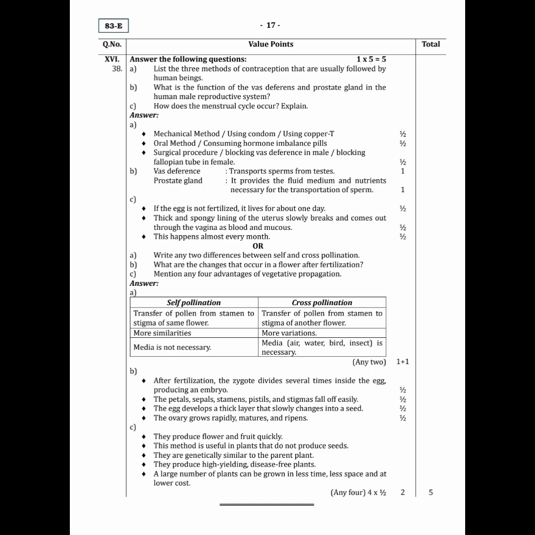Sub-question C. Mention any 4 advantages of vegetative propagation. Answer is, they produce flower and fruit quickly. This method is useful in plants that do not produce seeds. They are genetically similar to the parent plant. They produce high yielding disease free plants. A large number of plants can be grown in less time, less space, and at lower cost.